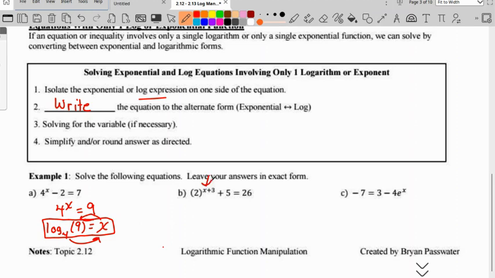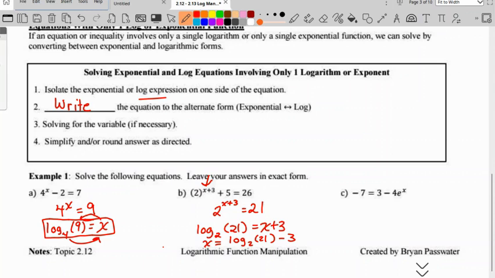Again, only one exponential expression. So we're just going to isolate it by subtracting 5 from both sides. So 2 to the x plus 3 minus 5 makes 21. Okay, and then we're going to rewrite it in the other form, in logarithmic form. Do you want to give that a try, Sana? What would that be? Log base 2, 21 equals x plus 3. And this time we do have to solve for x. So we'll solve for x by subtracting 3 from both sides. So x equals log base 2 of 21 minus 3.